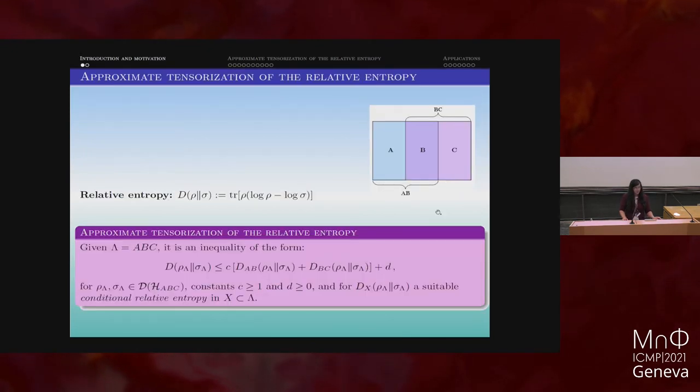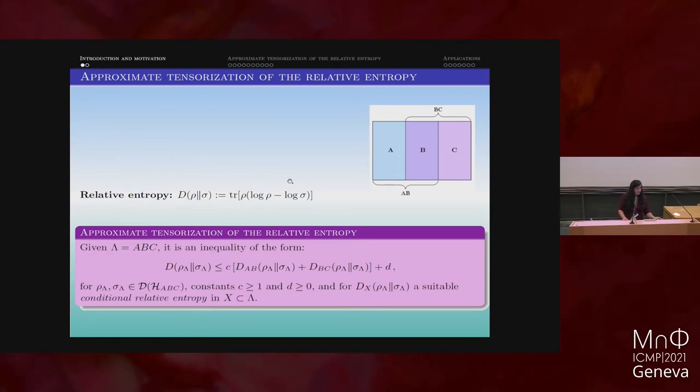Since we don't have so much time, I'm going straight to the point. And I'm going to explain what I mentioned about a result of approximate tensorization of the relative entropy. For those of you who are not super familiar with this quantity, let me remind you that the relative entropy of two full rank states in finite dimensional Hilbert spaces, rho and sigma, is given by this expression here.